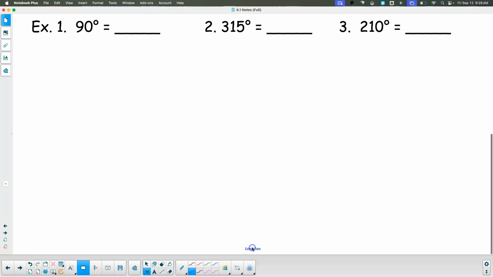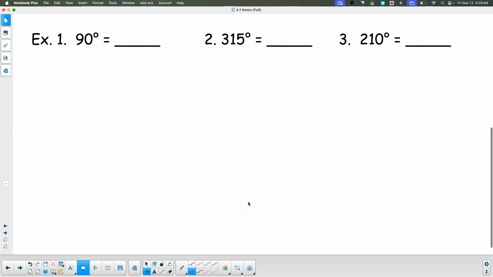But for now, let's convert into radians. Okay? So if we've got 90 degrees here, that's what we're starting with. I'm in degrees, I want to go to radians. I'm going to multiply by pi radians over 180 degrees. And then my degree cancels out my degree.